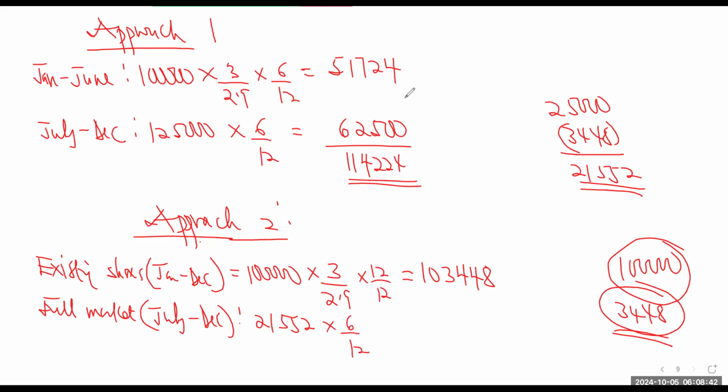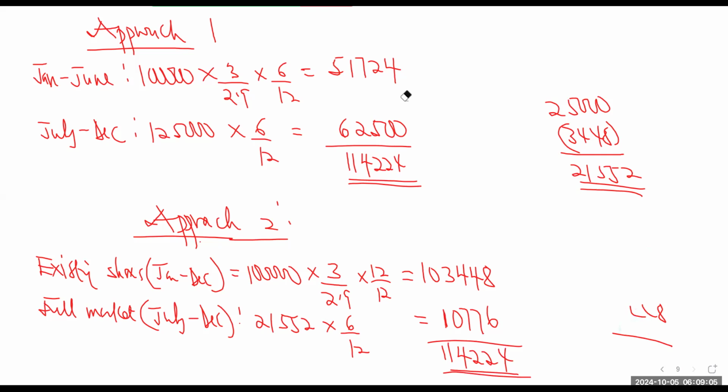What are you getting? 10776. Okay, 10,776. Okay, let's add the 2. What are we having? 114224. 114224. Okay, let's take the third one.